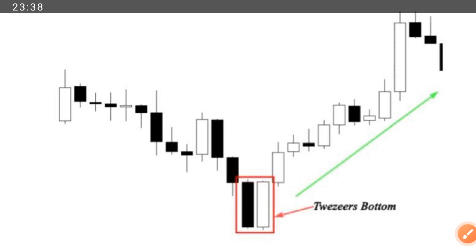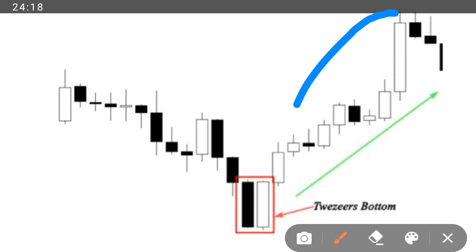Look at this chart. See, price was going down. Then suddenly, a bullish candlestick cancelled out the last candlestick here, at the same level. Immediately after that, price started going up. It went up. And you can see what happened here again. This is a bearish Harami. Then it started reversing again.